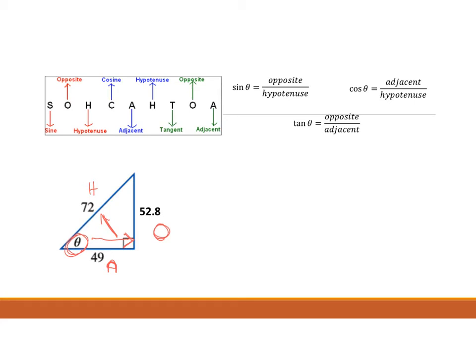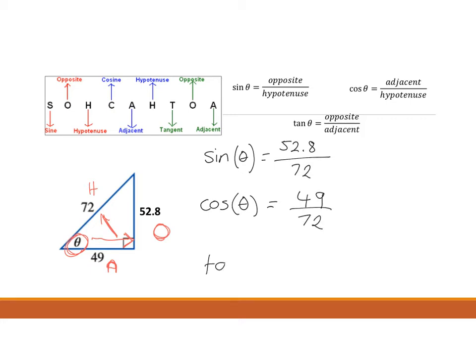So if I was to write the value of sine theta, I would have my opposite over my hypotenuse. Cosine of theta would be my adjacent, 49 over 72, and tan of theta would be my opposite, 52.8 divided by adjacent, 49.